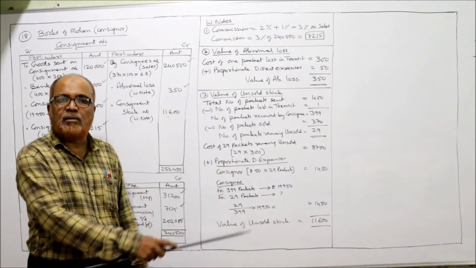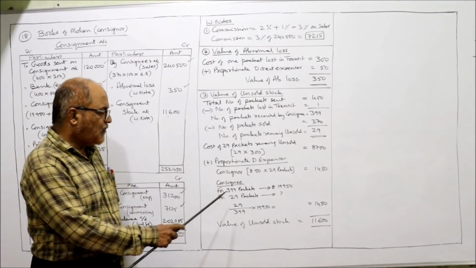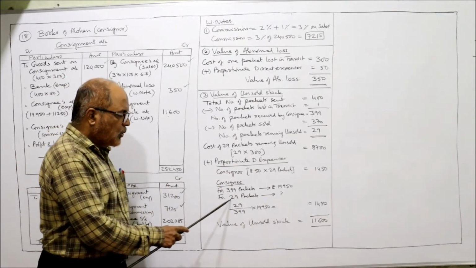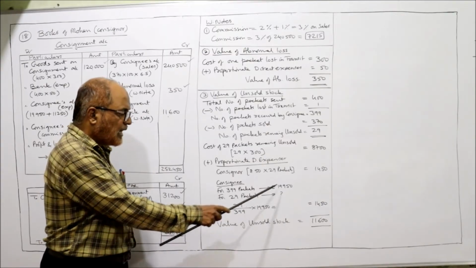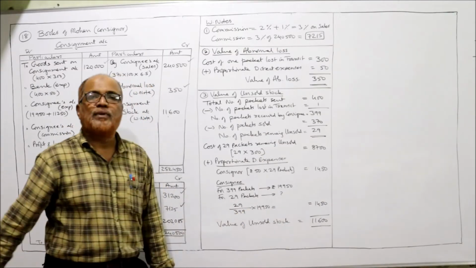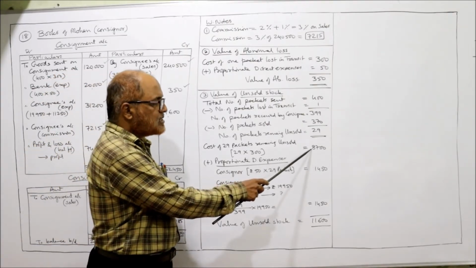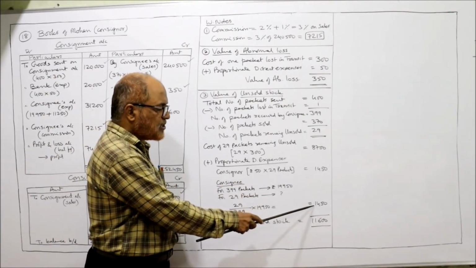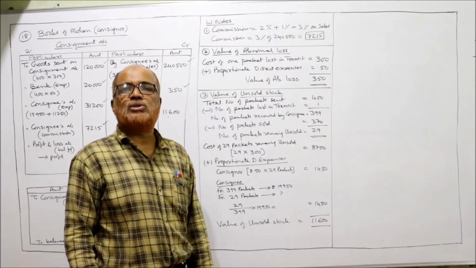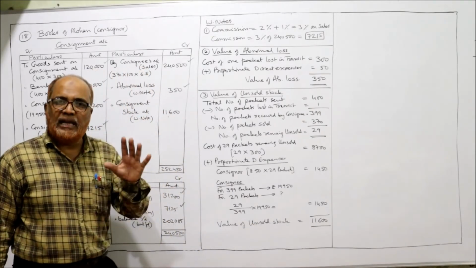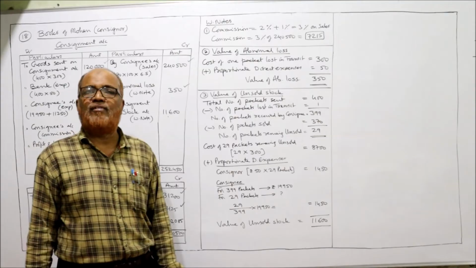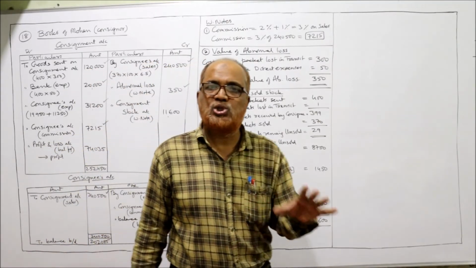But how many packets are remaining unsold? 29. For 29 packets, how much? So 29 by 399 into 19,950, it comes to 1,450. Now you add up 8,700 plus 1,450 plus 1,450, 11,600. So 11,600 is the value of unsold stock.